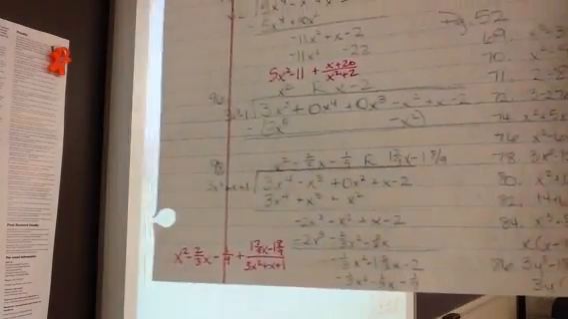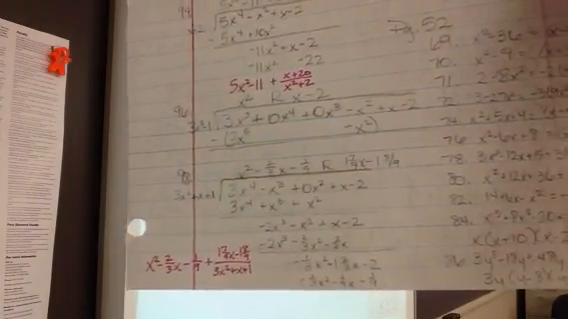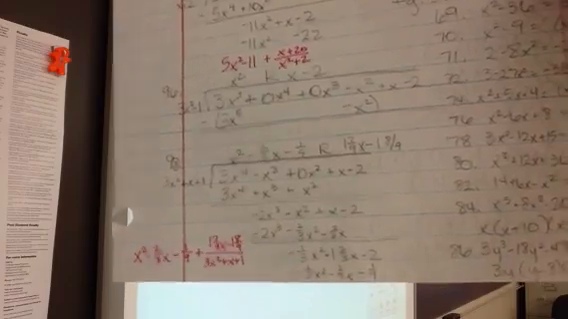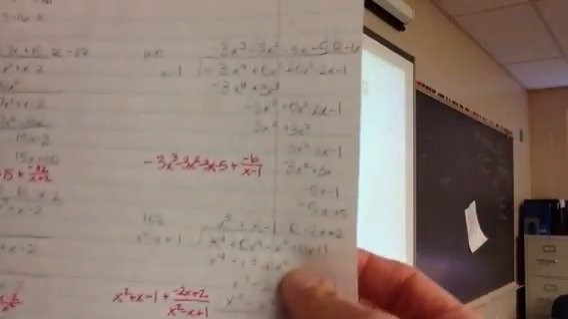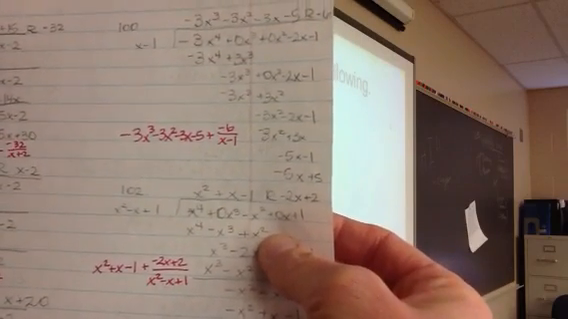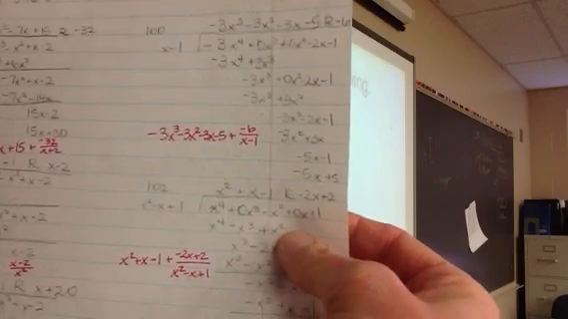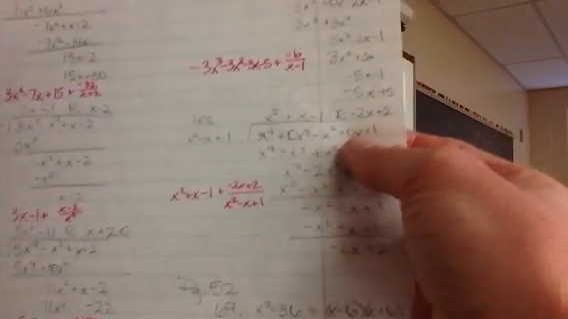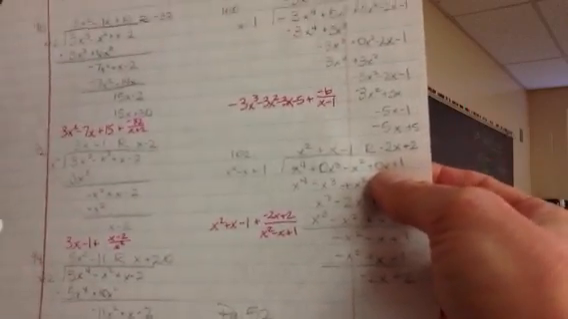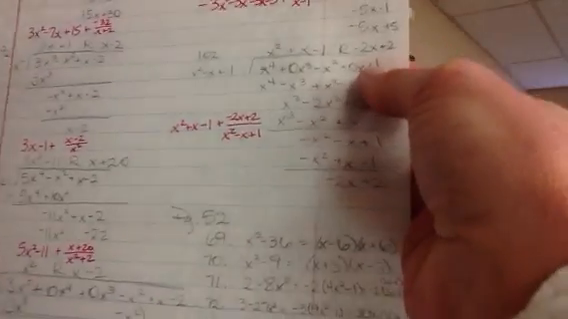Sorry, I don't have the answer written. Number 98 is x squared minus 2/3 x minus 1/9 plus 1 7/9 x minus 1 8/9 over 3x squared plus x plus 1. That one was crazy. 100 is negative 3x cubed minus 3x squared minus 3x minus 5 plus negative 6 over x minus 1. 102 is x squared plus x minus 2 plus negative 2x plus 2 over x squared minus x plus 1.